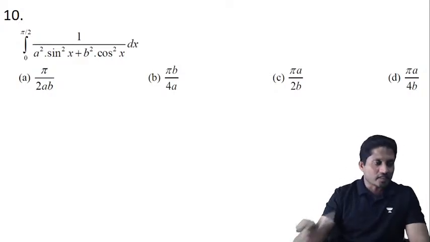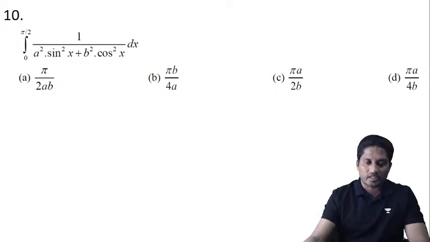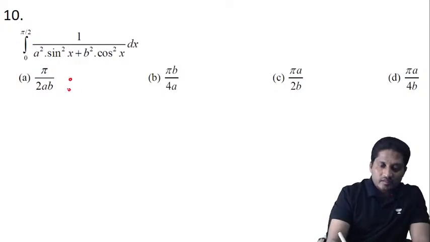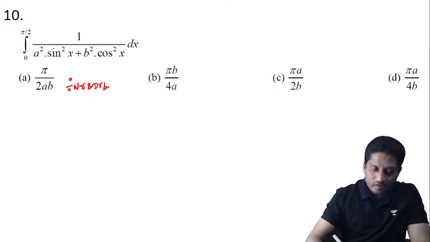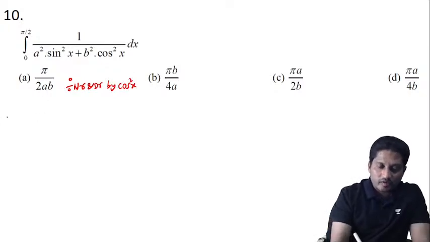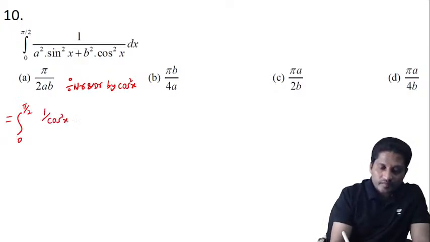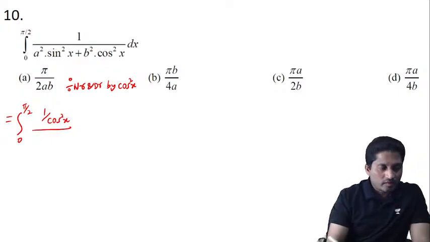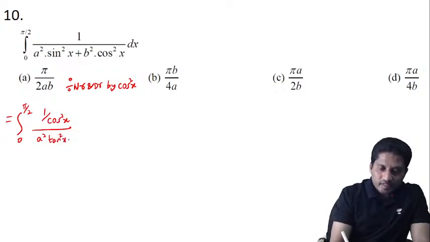Okay, even this is a standard result. Anyways, I'll prove it, and I'll give you the extra questions on this, how they will ask. I'm going to divide numerator and denominator by cos square x. So this is 0 to pi by 2, 1 divided by cos square x. And then this is a square, sin square by cos square is tan square. And then this fellow is b square.